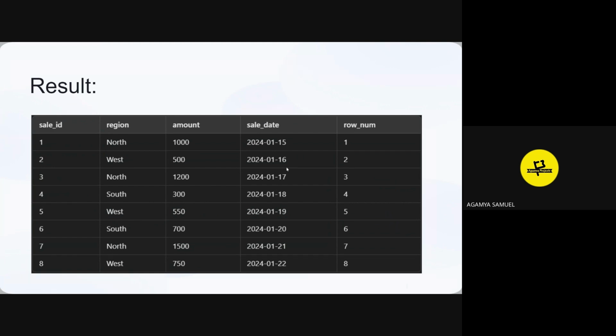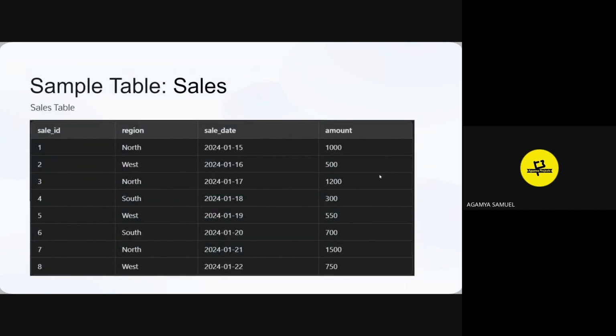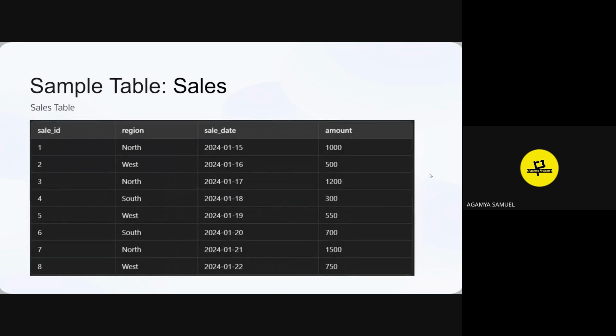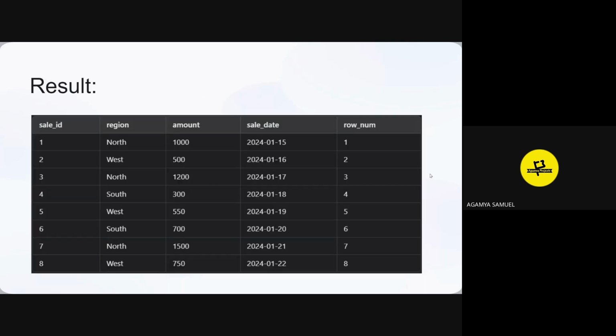You can see it has ordered them on the basis of the sale date, and it has added a new column, which is the row number. If you look at the original table, this was the original table, and it has now been extended with a new row number column. Now you are seeing the output like this, but the original table has not been modified. The original table is still this only. But with the help of window functions, you can add another column to the table.